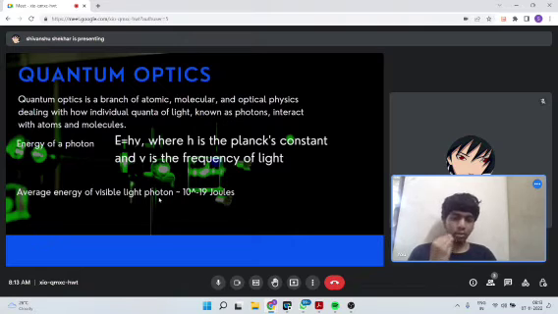So we will study how these photons are going to interact with atoms and molecules and the effect it has. The energy of a photon is defined in terms of packets of energy, given as h nu, wherein h is Planck's constant, which is about 6.6 times 10 to the power minus 34, and nu is the frequency of light. So this is the energy of a single photon of a given frequency nu. Knowing that visible light has a wavelength of about 400 nanometers to 750 nanometers, the average energy of visible light is in the range of 10 to the power minus 19 joules.